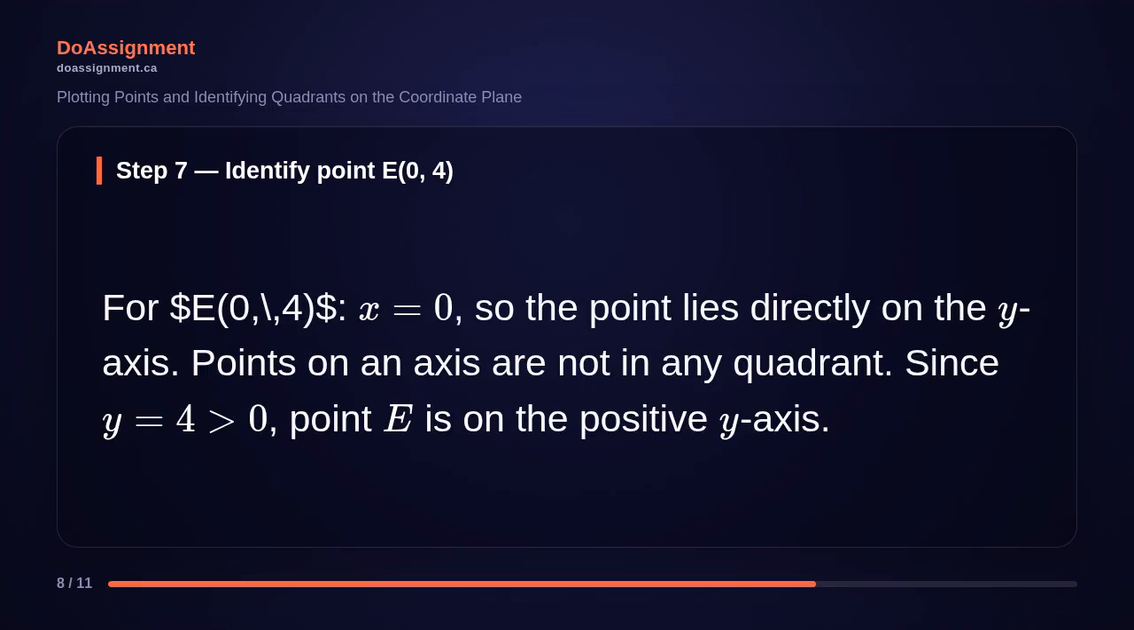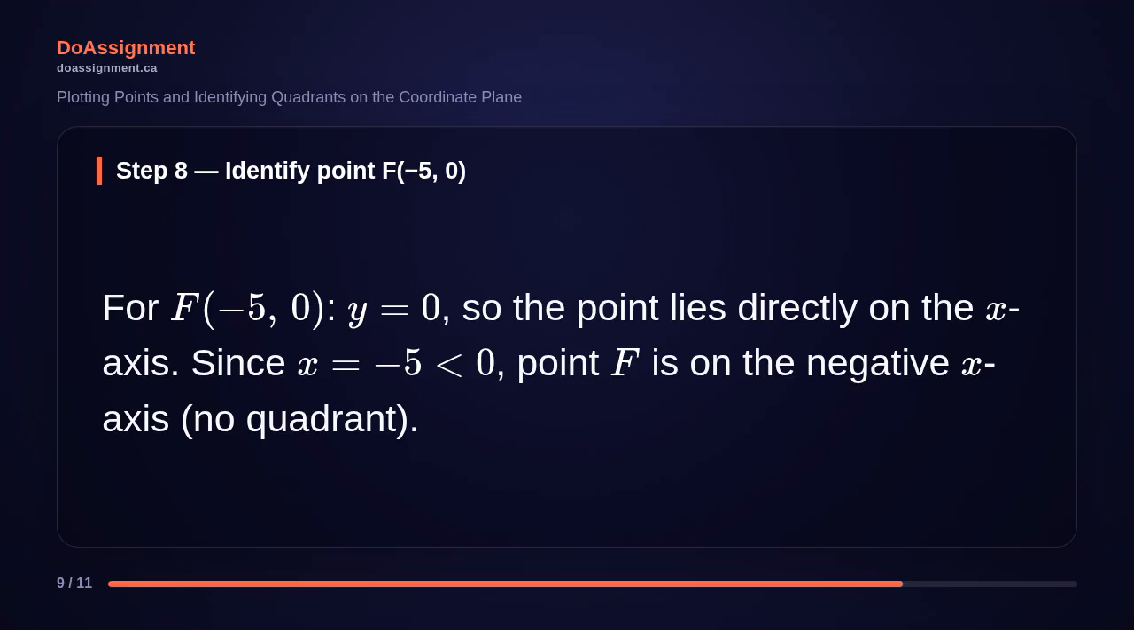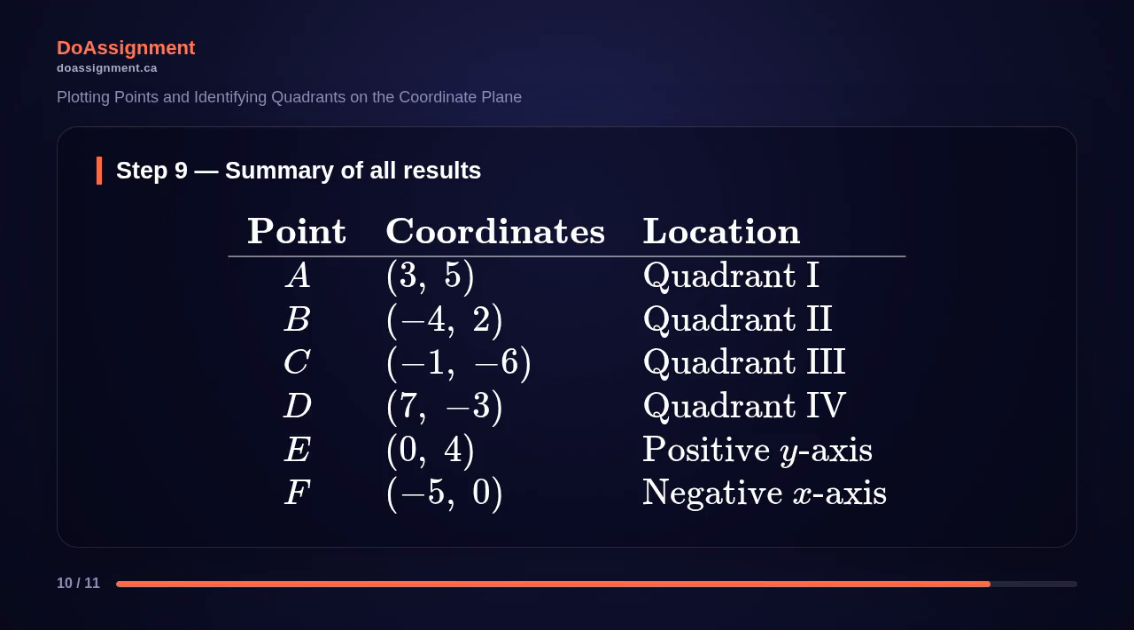Point E has an x value of exactly 0, which means it lies right on the y-axis. Points on an axis do not belong to any quadrant. Since y equals 4, which is positive, it sits on the positive y-axis. Point F has a y value of exactly 0, so it lies right on the x-axis. Because x equals -5, it is on the negative x-axis. Again, no quadrant applies.